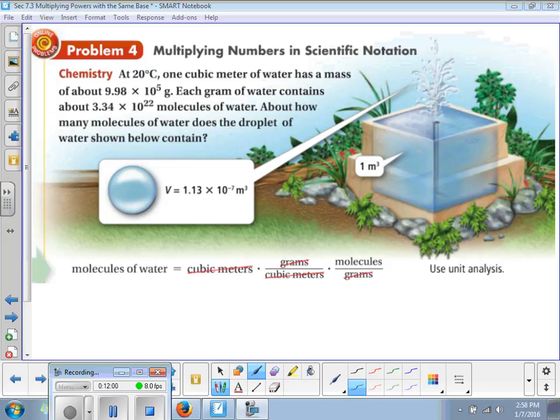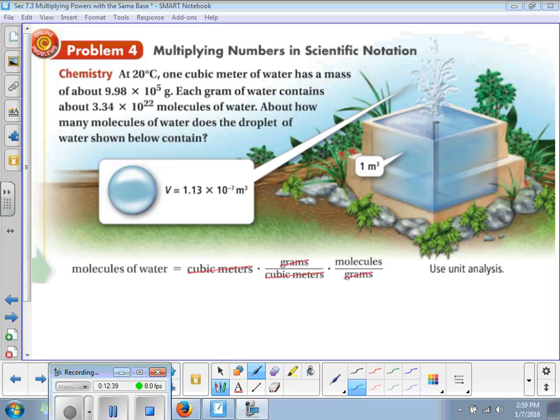Each gram of water contains about 3.34 times 10 to the 22nd molecules of water. About how many molecules of water does the droplet of water shown below contain? So, we're looking at this number, this droplet of water is 1.13 times 10 to the negative 7 meters cubed. That is the volume of a teeny tiny little droplet of water. Okay? And you know it's teeny tiny because we have a negative exponent, right?